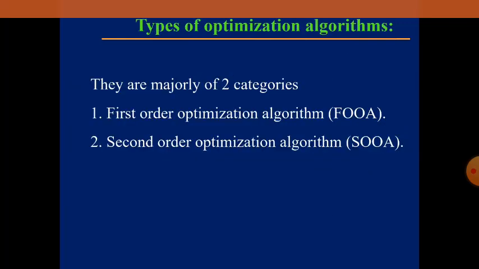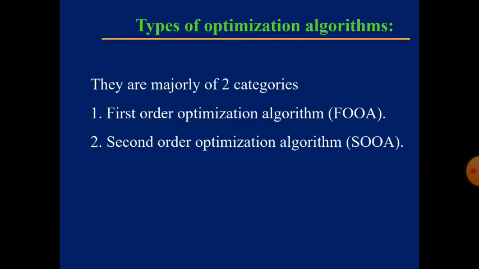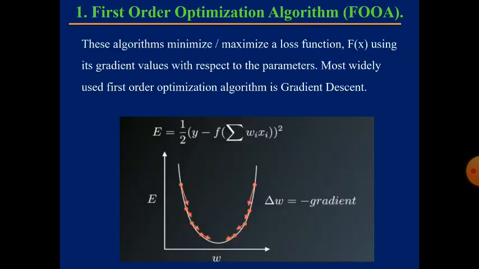Next, types of optimization algorithms. Here we majorly have 2 categories: first order optimization and second order optimization algorithms. We will see them.